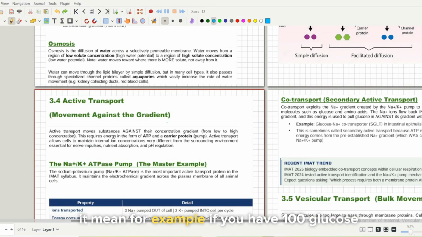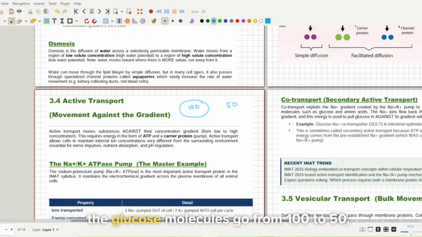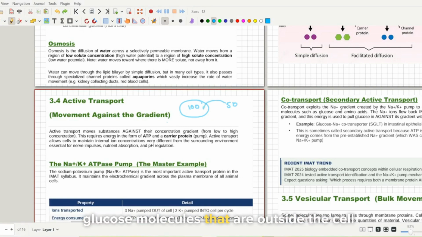What does it mean? For example, if you have 100 glucose molecules inside the cell and you have 50 glucose molecules outside the cell, shouldn't the glucose molecules go from 100 to 50, right? But the cell is really selfish. It does not let the glucose molecules go outside the cell. What it does is that it actually takes the glucose molecules that are outside the cell and takes them inside the cell, because the cell is really greedy, and it wants more glucose molecules. It is an example, okay?